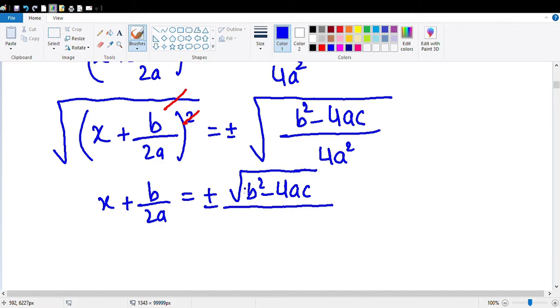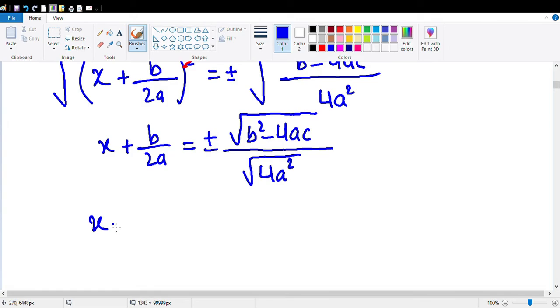Just a minute, I think this is a bit off. Maybe it should be here. Anyway, we can write them separately, right? So the square root of b squared minus 4ac and the square root of 4a squared. And we don't need to write this anymore since the square is gone.